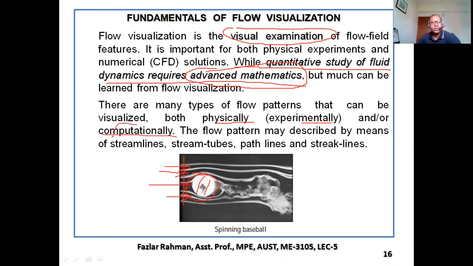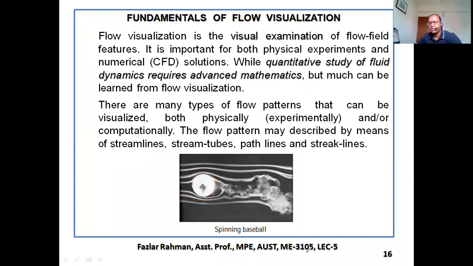Computationally means you can observe it in software. The flow pattern may be described by means of streamline, stream tube, path line, and streak line. So how can we describe this flow pattern? There is some definition. Number one, those lines right over here are called streamlines, and you see that the motion of a fluid element along this streamline is passing in almost a straight line, right?